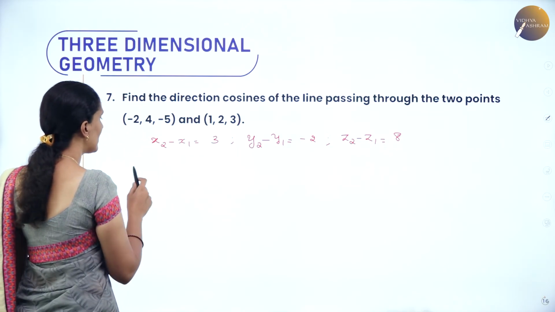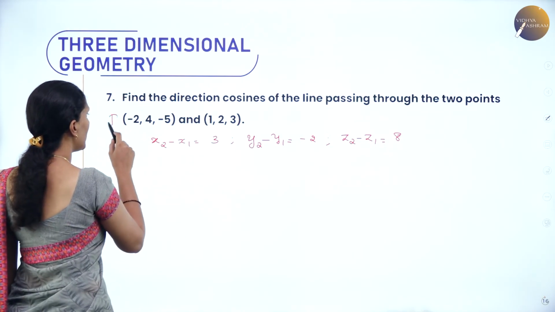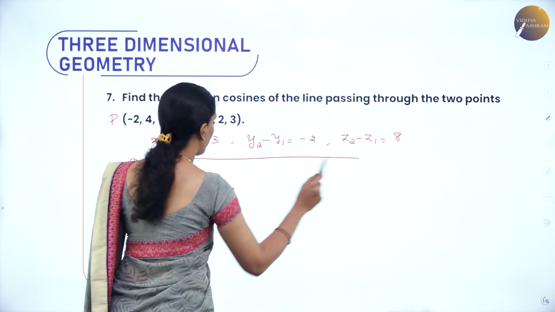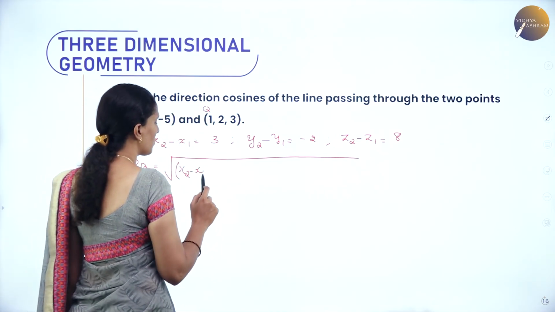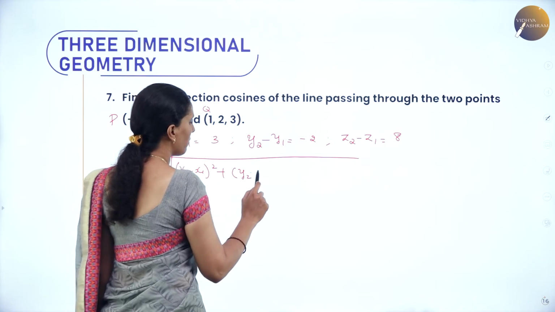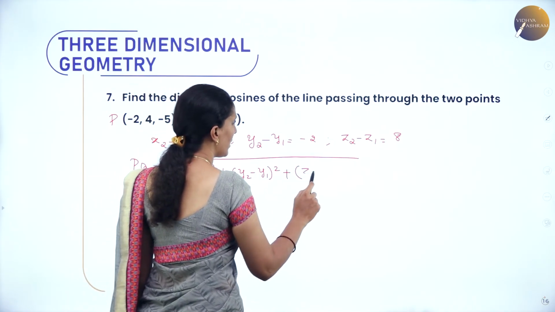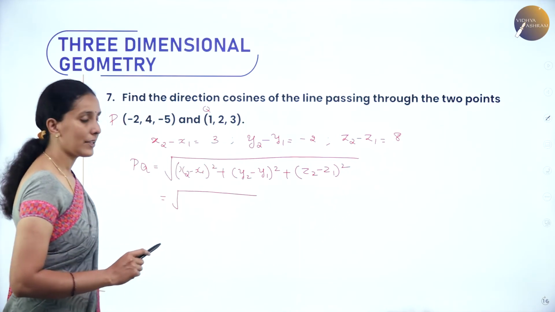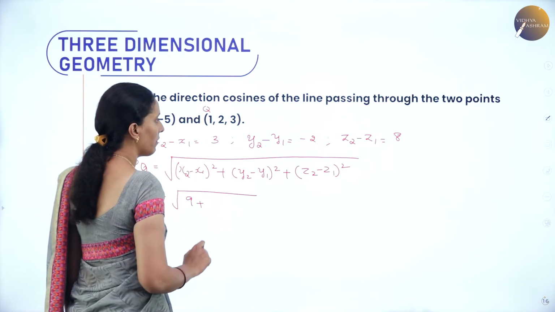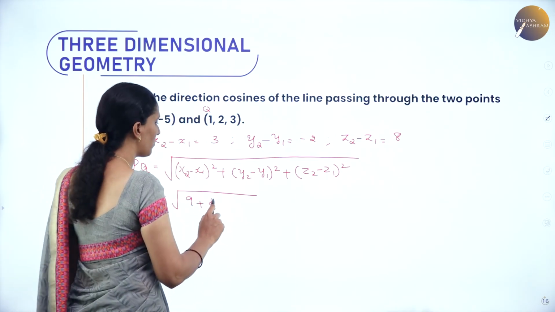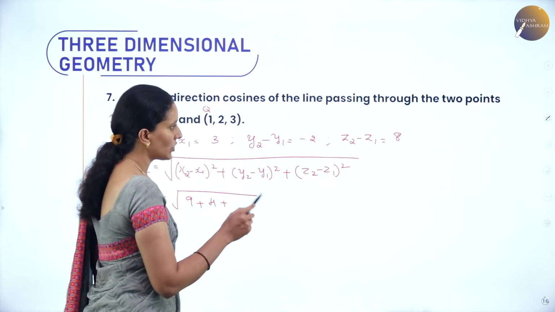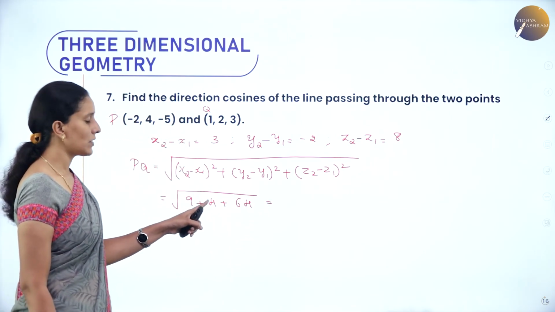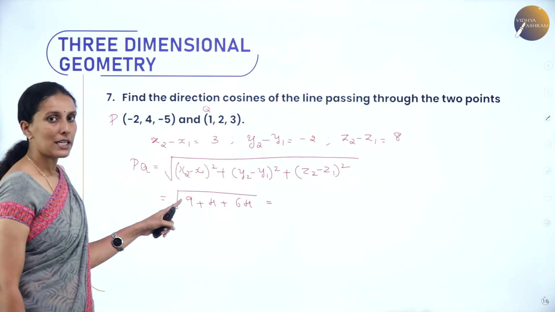Now let us calculate the distance. So if I take this point as P and this point as Q, then the distance PQ is the square root of x2 minus x1 whole square plus y2 minus y1 whole square plus z2 minus z1 whole square. So which is given by the square root of x2 minus x1 is 3 square, 3 square is 9, y2 minus y1 is minus 2 whole square, which is 4, z2 minus z1 whole square, which is 8 square, which is 64. So we have 64 plus 4, 68, 68 plus 9, 77.